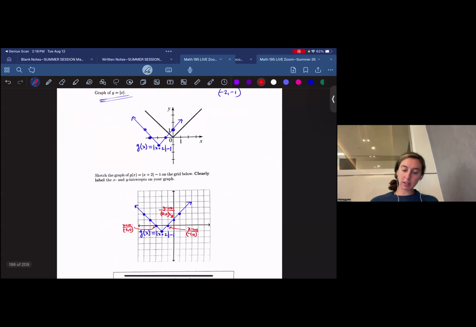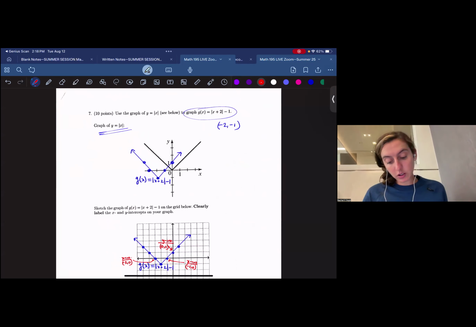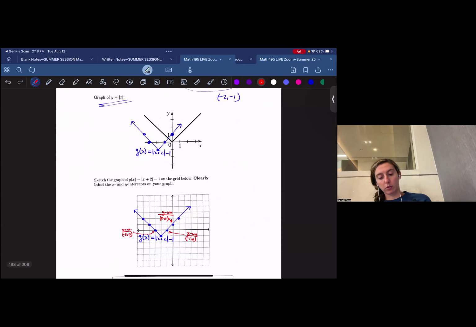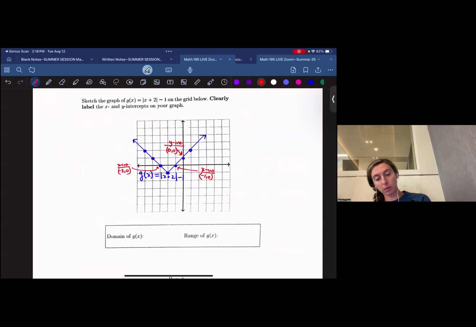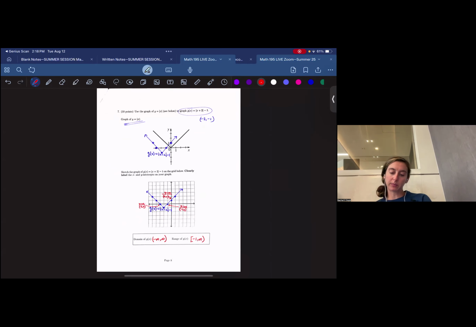And then last but not least, we're asked to find the domain and the range. Domain, we have no restrictions here, so it's all real numbers, negative infinity to positive infinity. Range, our absolute minimum lies at negative 1 and then shoots up to positive infinity. And we're done.